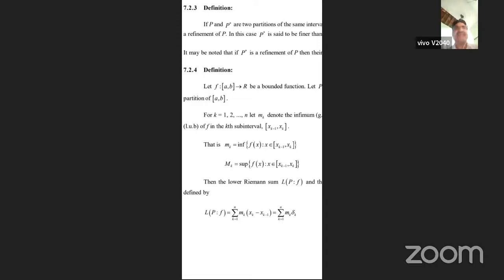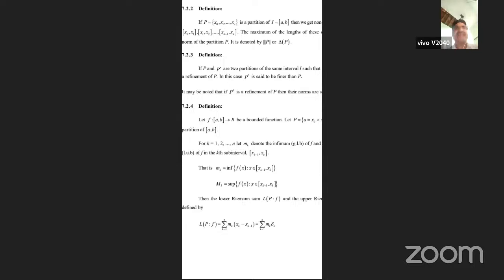See the definition in your textbooks. The function f is defined from the interval [a, b] to R. Here the closed interval [a, b] is the domain, and the codomain is the real line. Now the function f from the closed interval [a, b] to R is a bounded function, and P be any partition.